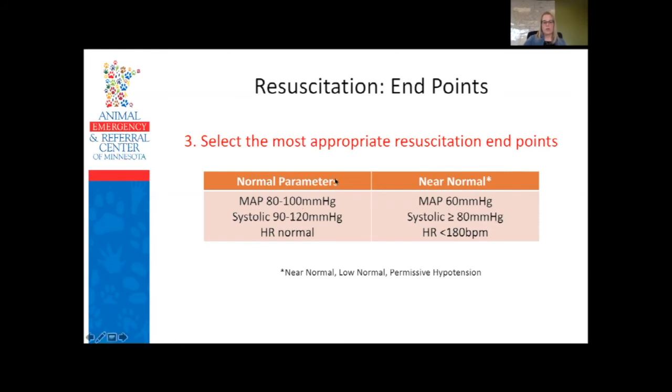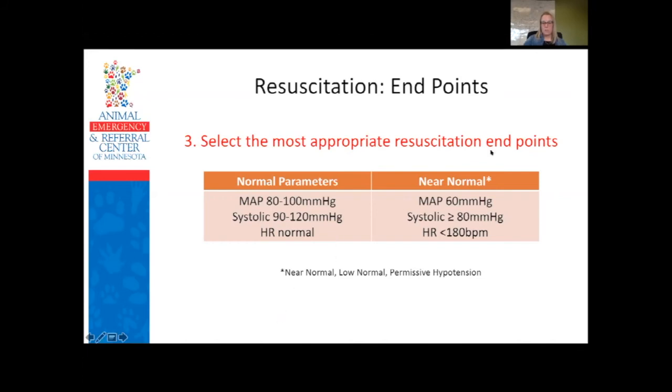So normal parameters are just that. I'm going to fluid resuscitate my patient back to normal. I want him to have a normal blood pressure. I want him to have a normal heart rate. Near normal endpoint parameters are near normal. You're going to accept a little bit of tachycardia. You're going to accept some degree of hypotension, and we're going to pick that in very specific patients.